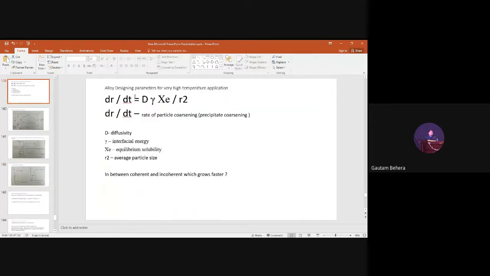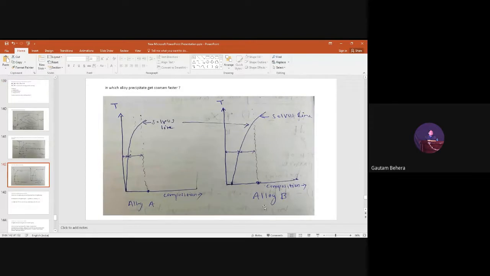Just look at this equation and tell me. dr by dt, rate of particle coarsening. So rate of particle coarsening will be faster in which alloy? This one or this one?